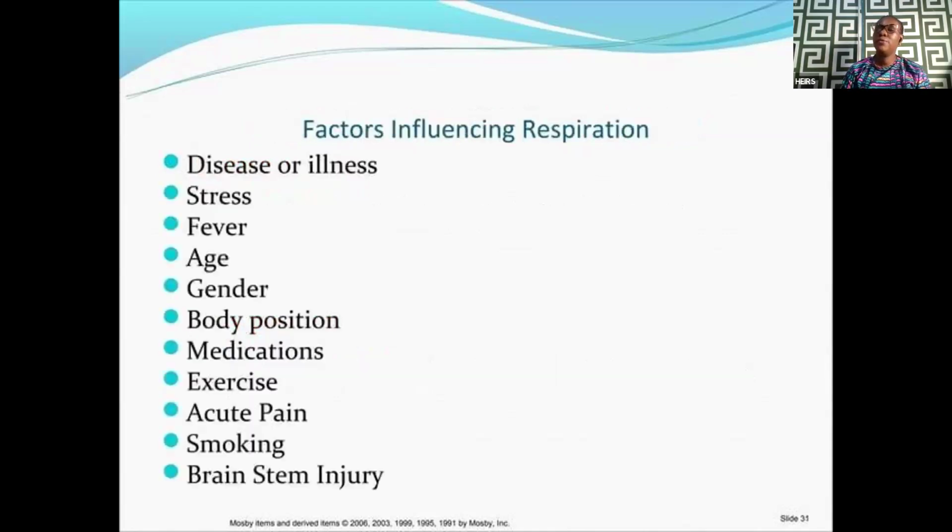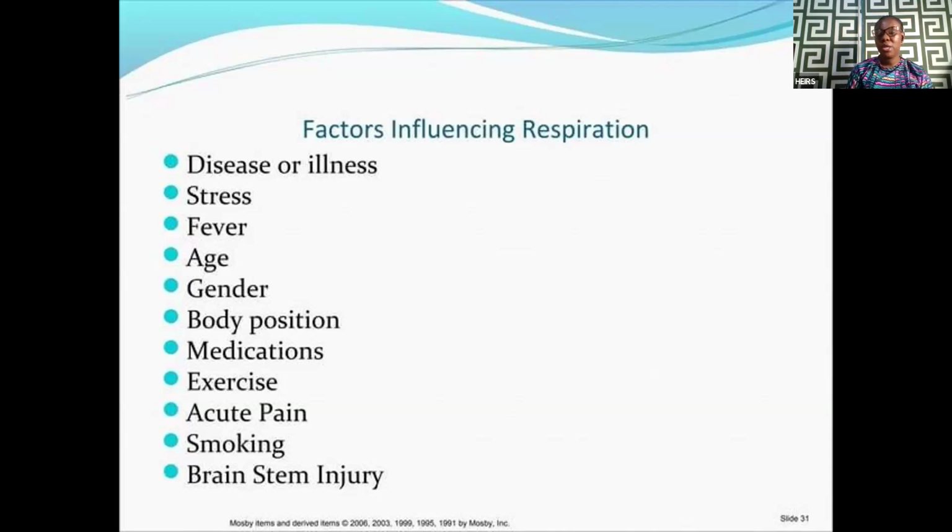So what are the factors that can influence respiration? A patient that is diseased or is ill would either have a very high or very low respiratory rate. A patient who is stressed, fever would cause respiratory rate to go up many times. Age, the older the patient is, the more abnormal you may find that the respiratory rate is. Gender, body positions, lying down versus sitting down. Lying down, if I am deeply asleep, respiratory rate will probably be slower than if I am standing up or I'm walking, active. So you may observe such changes in your patients.